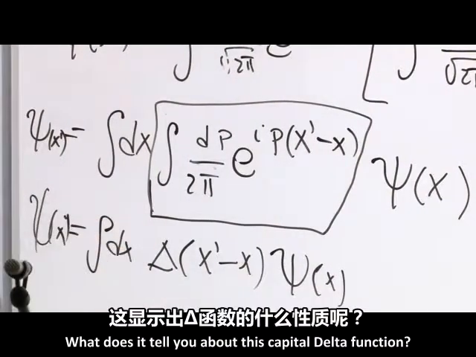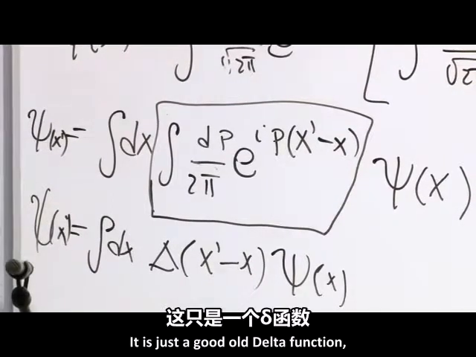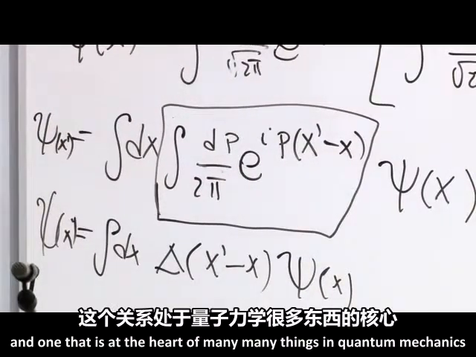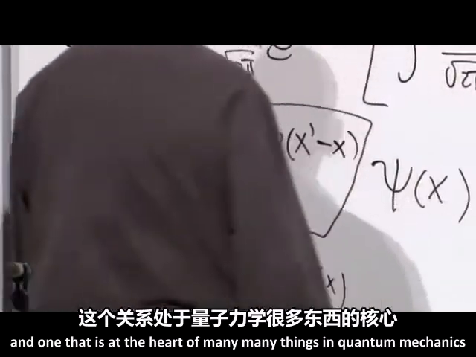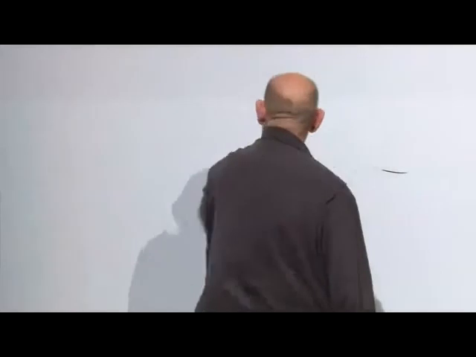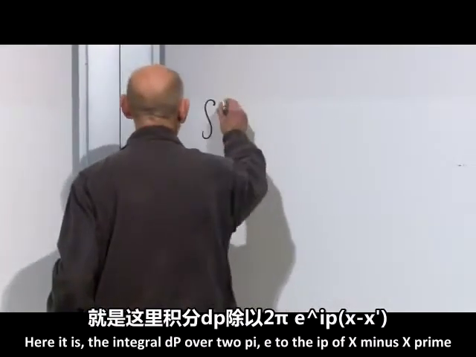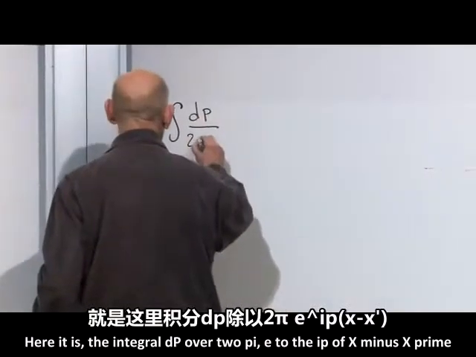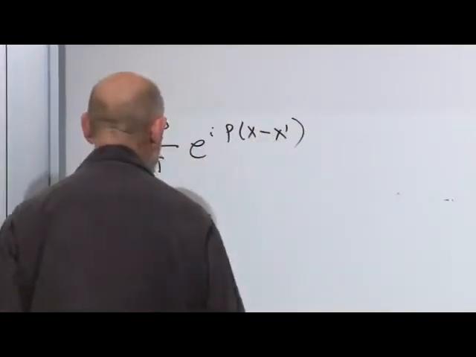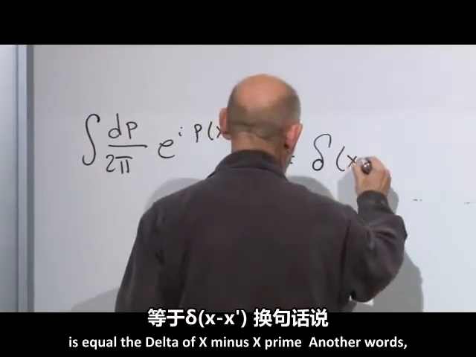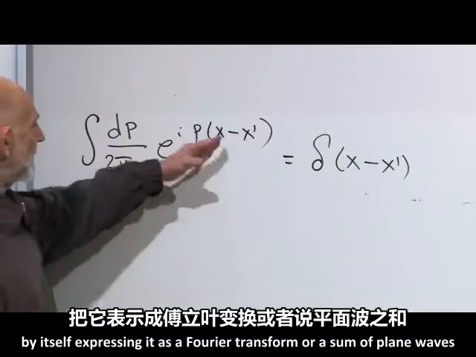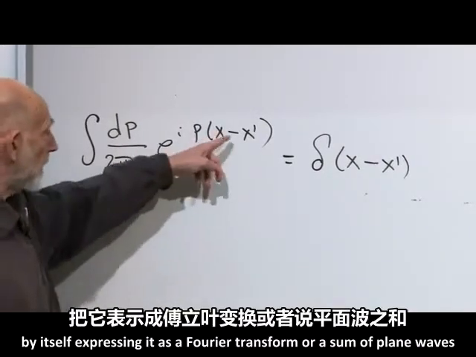What does it tell you about this capital delta function? It's just a good old Dirac delta function. So we've proved an interesting relationship, and one that is at the heart of many, many things in quantum mechanics. Here it is: the integral dp over 2 pi e to the i p of x minus x prime is equal to delta of x minus x prime. In other words, a kind of screwball way of writing the delta function, by expressing it as a Fourier transform or a sum of plane waves.